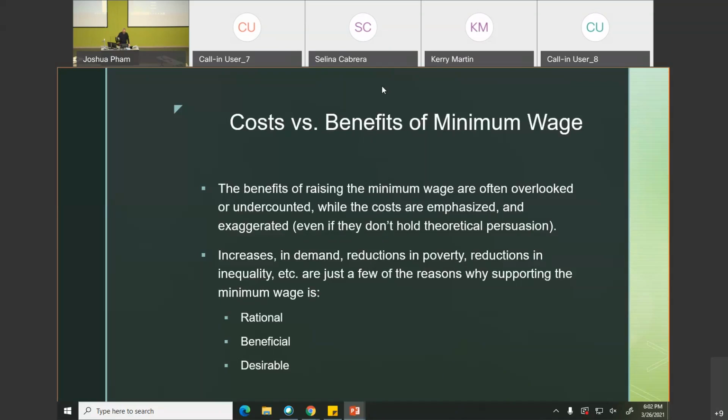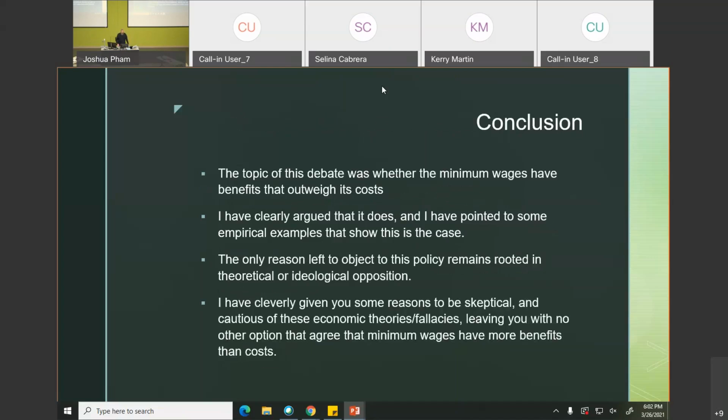The costs are emphasized, oftentimes exaggerated, even if they don't hold theoretical persuasion. Increases in demand, reductions in poverty, reductions in inequality, et cetera, just a few of the reasons to support it. It's rational, it's beneficial, it's desirable.